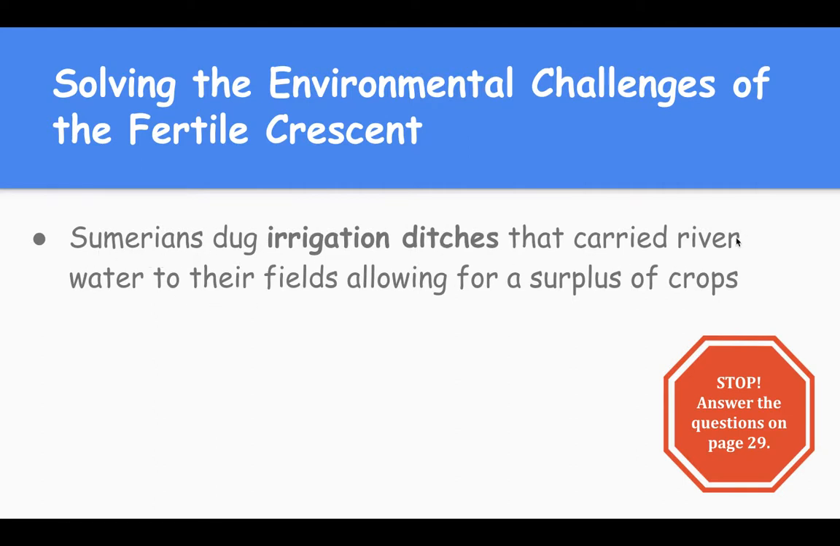And it says that it carried water to their crops, allowing for a surplus. If you have plenty of water, it doesn't matter if there's drought, if it doesn't rain. If you can bring water from the river to your crops, they will keep growing. So that was a good thing.